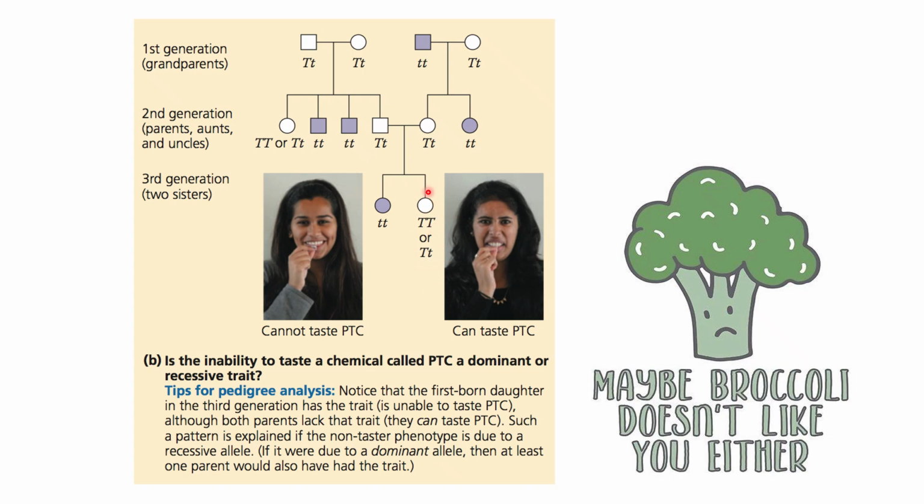So if you don't like broccoli or cauliflower or bitter tasting foods, it's likely that you would also be homozygous dominant or heterozygous for this trait. If you do like them and they don't taste bitter to you, it's likely that maybe you cannot taste PTC. And so you're probably homozygous recessive for this trait. Not a definitive classifier, but definitely the most likely scenario.